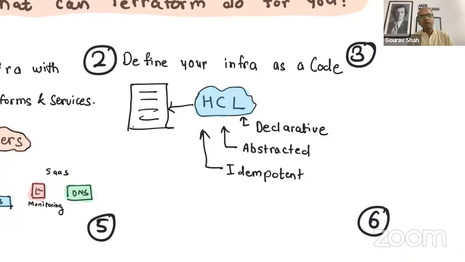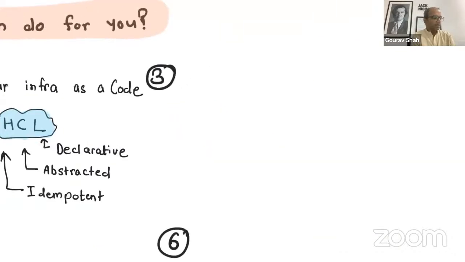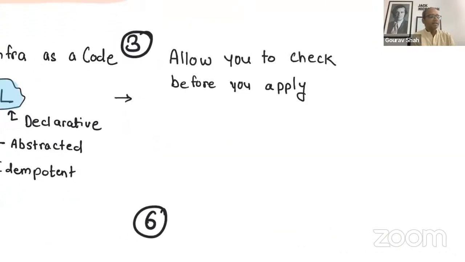Now, how do you define your infrastructure as code and automate it? Is using a language provided by the company or organization who created Terraform, called HashiCorp. And their language is called HCL, or HashiCorp configuration language, which is a declarative, abstracted, idempotent language. It makes it easy for you to define what you want, the state of your infrastructure, and it will basically translate that into the actual infrastructure for you.